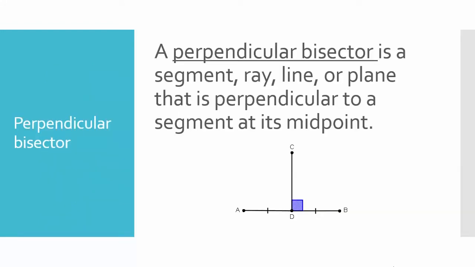We start with definitions. Our first definition is perpendicular bisector. A perpendicular bisector is a segment, ray, line, or plane that is perpendicular to a segment at its midpoint. In our diagram over here, we have a segment AB that is bisected, which means that it is cut in half by a perpendicular bisector, and the midpoint is at D. And you can see over here we have a right angle created by this perpendicular bisector.